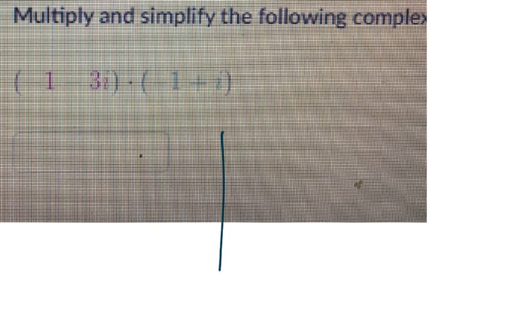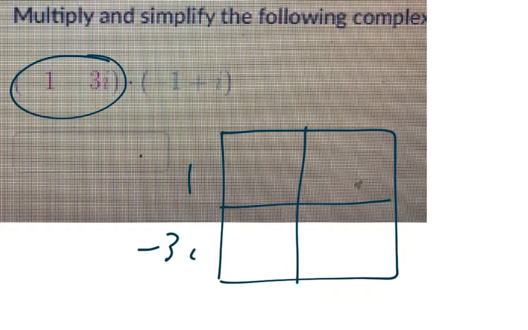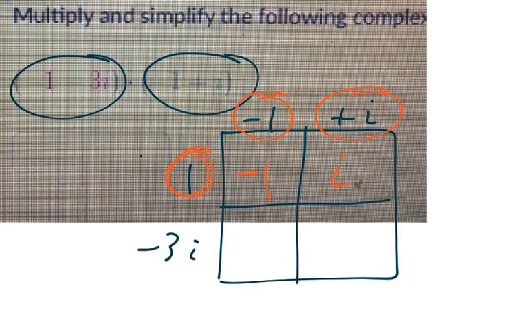So again, let's set up the area model. That right there says 1 minus 3i. That right there says negative 1 plus i. So let's do our math. Negative 1 times 1 is simply negative 1. i times 1 is positive 1i. Let's watch our signs. I had to catch myself on the last problem, right? Negative 1 times negative 3i is positive 3i.